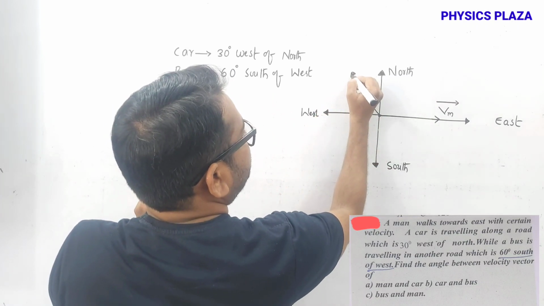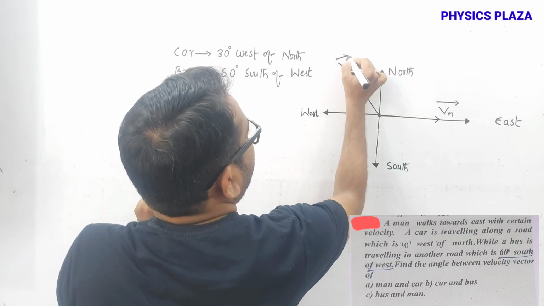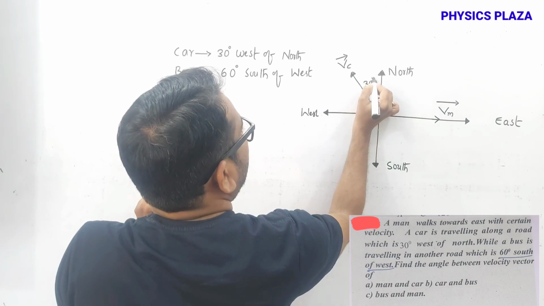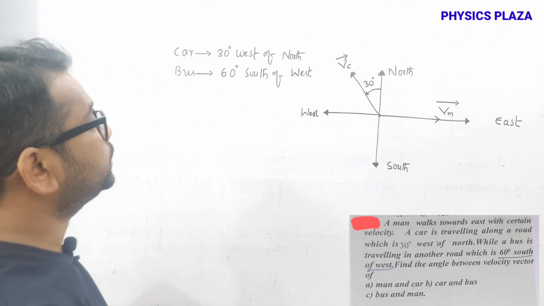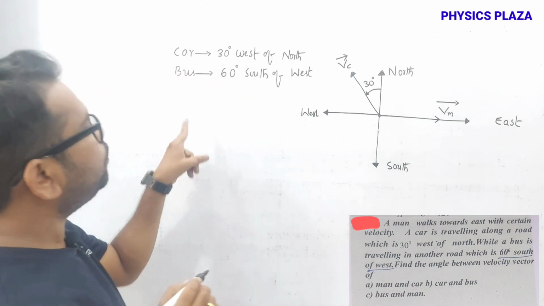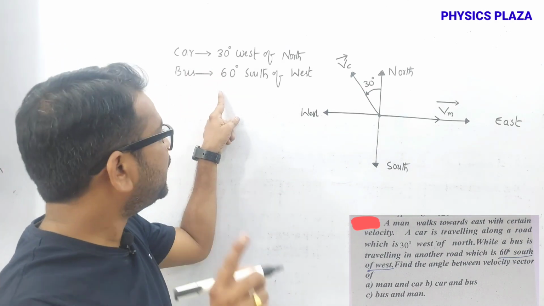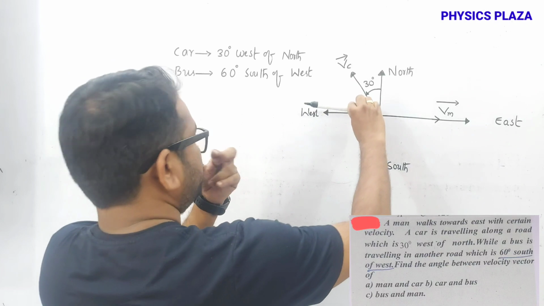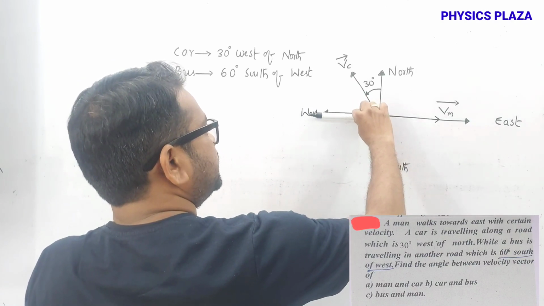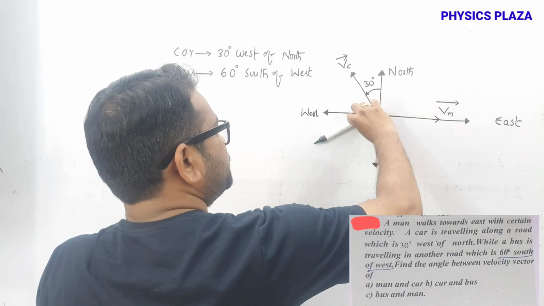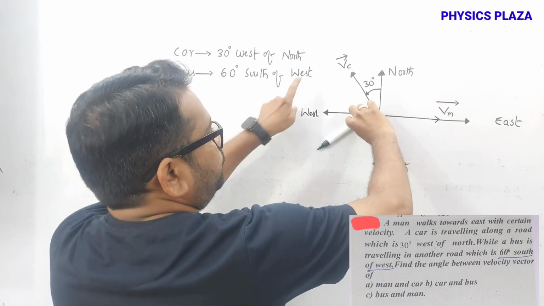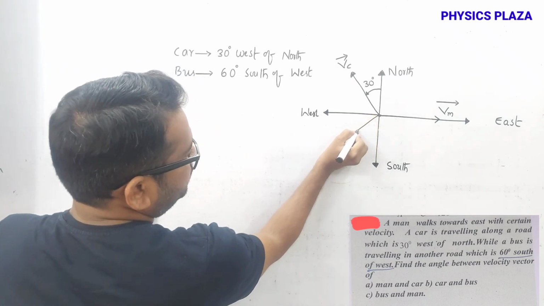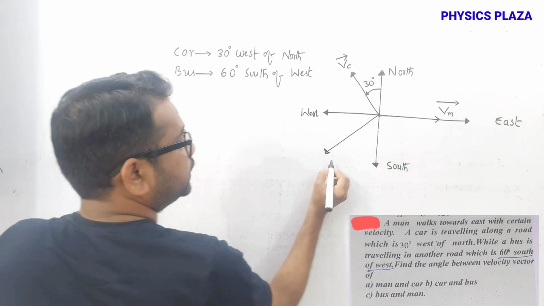Yes. So this is how actually a car is traveling. This is 30 degrees west of north. Now one more bus is going along the road such that it is making an angle of 60 degrees south of west. Means the west is already there. The bus is going like this actually, so the road is like this. It is making 60 degrees from the west towards the south. Okay, so that bus will be like this.